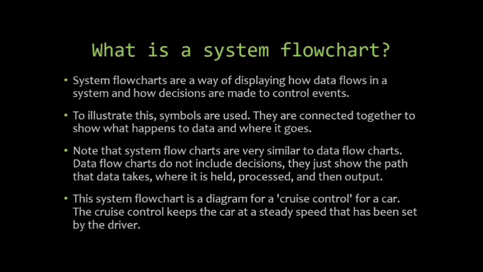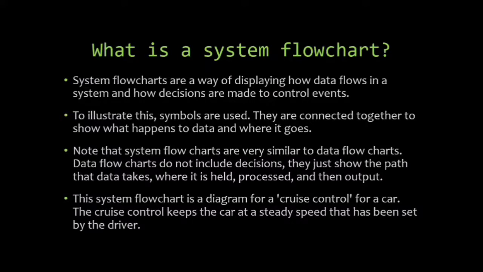A system flowchart is a way of displaying how data flows in a system and how decisions are made to control events. To illustrate this, symbols are used. They are connected together to show what happens to data and where it goes. Note that system flowcharts are very similar to data flowcharts.